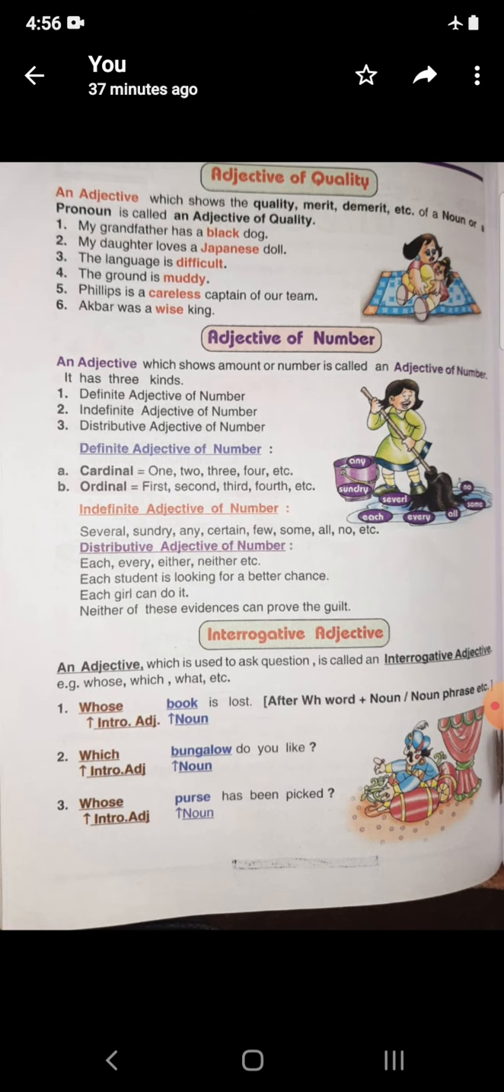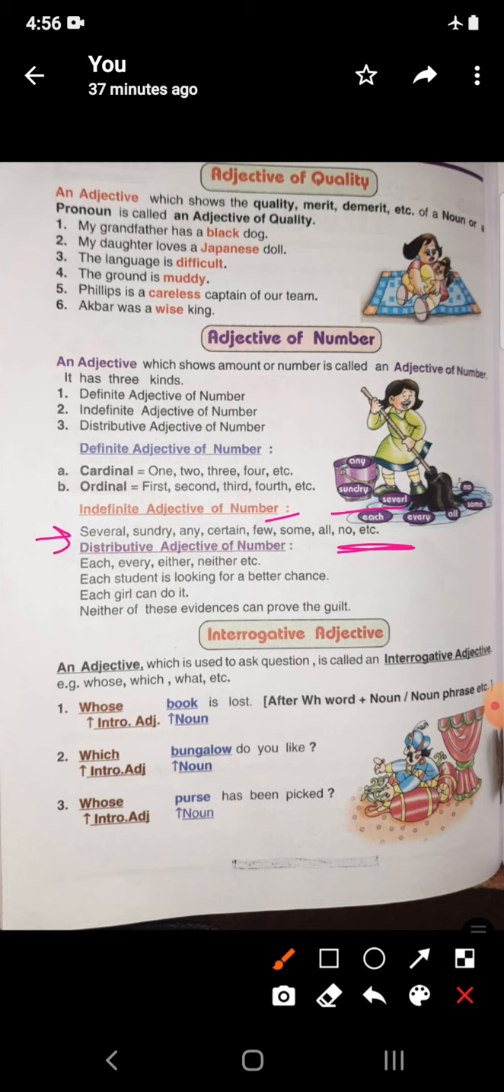Indefinite means use it in general, when we talk in general. So, the words like several, sundry, any, certain, few, some, all, no. These act as adjectives when they are used along with nouns. When they are used with nouns, they act as adjectives and are called adjectives of number, but indefinite adjective of number.